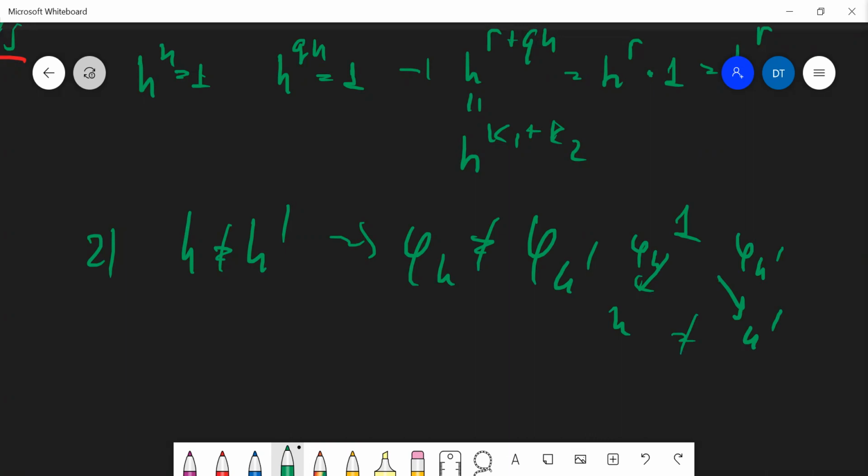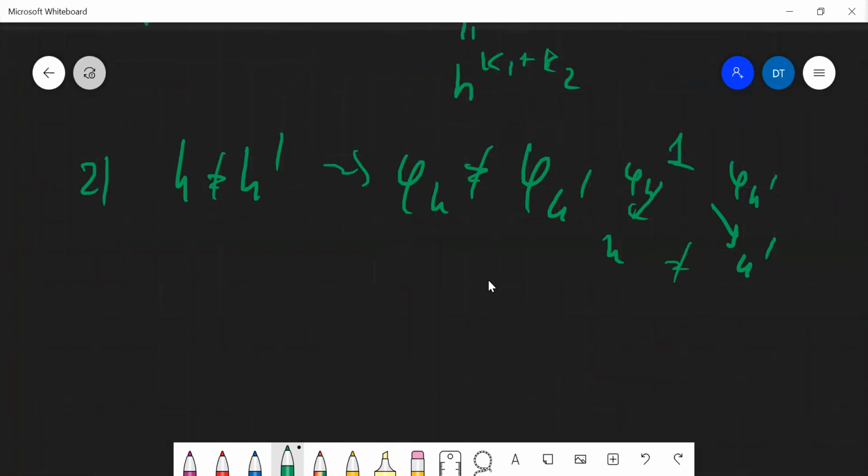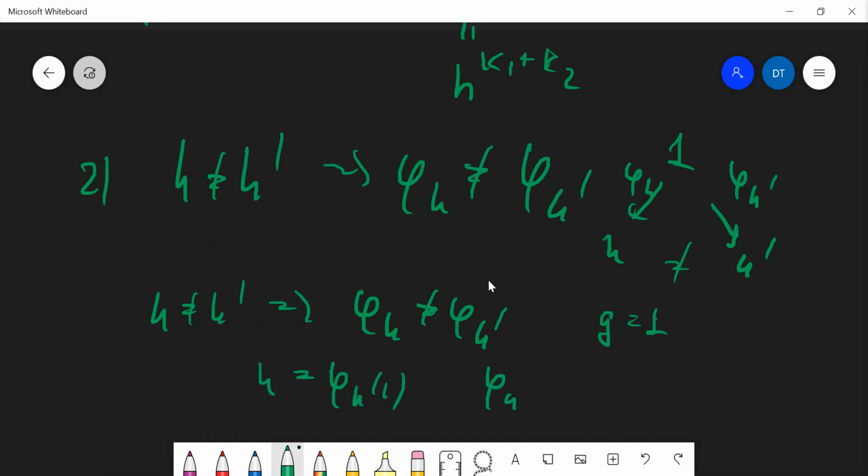Is it possible to find different h so that they give the same value? No, because, okay, let's explain again why. If we have two different elements, I want to prove that these maps are different. What does it mean that they're different? Well, these are maps. When you find a point where these maps give different results, then the maps are different. So let's take the point 1. Then phi of h at 1 will give you h, and phi of h prime at 1 will give you h prime. And since h and h prime are distinct, the result is different. So this is what I wanted to show here, but in a shorter form.